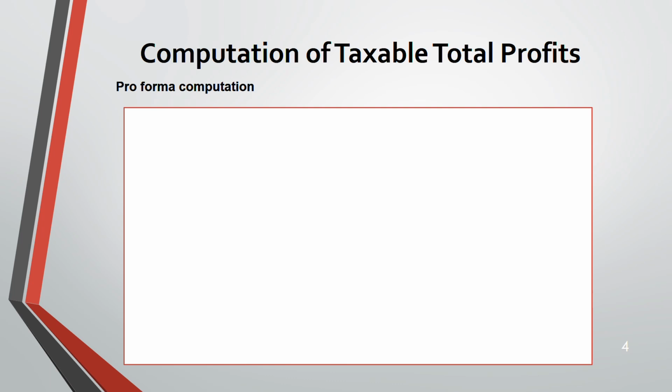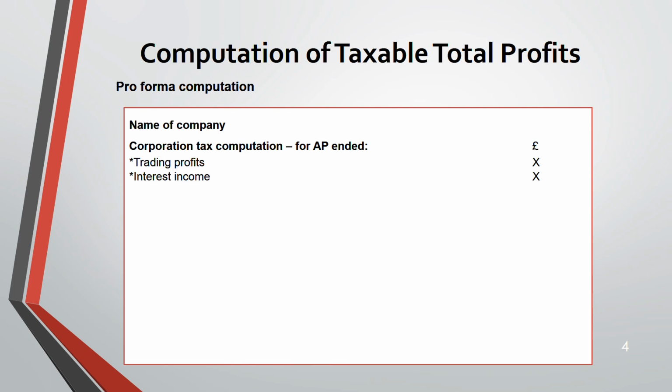Starting with the pro forma. Learn the pro forma of any tax. It's going to help you a lot and saves time. First you write the name of the company, then you write what type of tax you're calculating, whether it's income tax, IHT, or corporation tax, and the year. AP means accounting period. Then we start with the trading profit. I have put an asterisk mark next to the trading profit. The reason is there are some notes to it later on in the next slide. Then interest income, you add property income, all the types of income of the company.